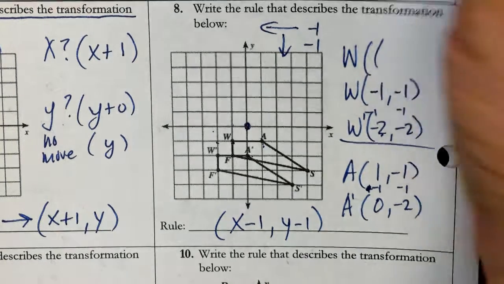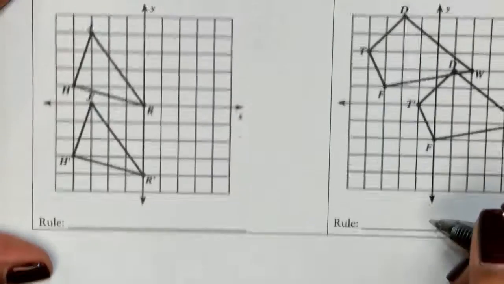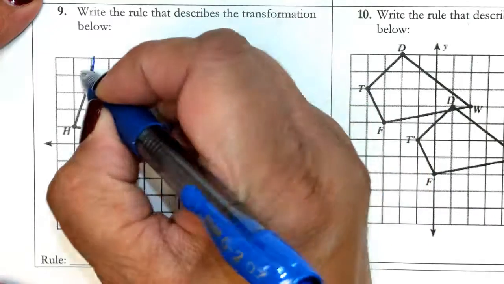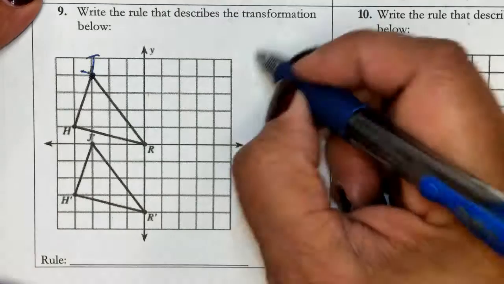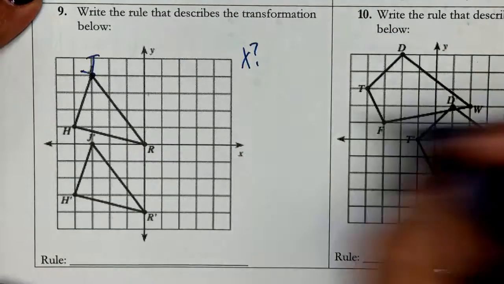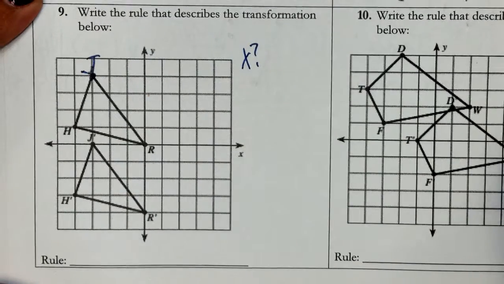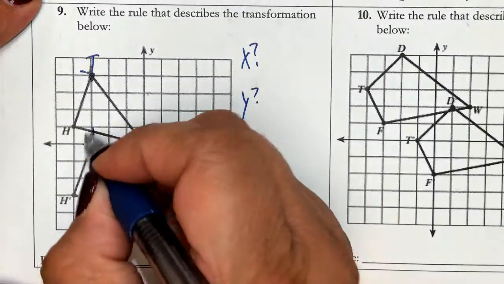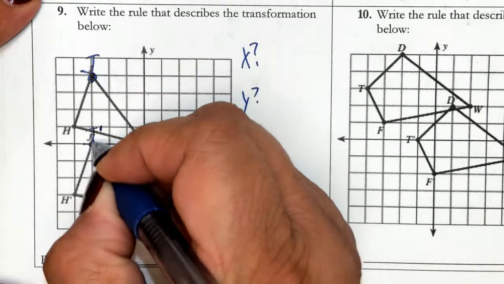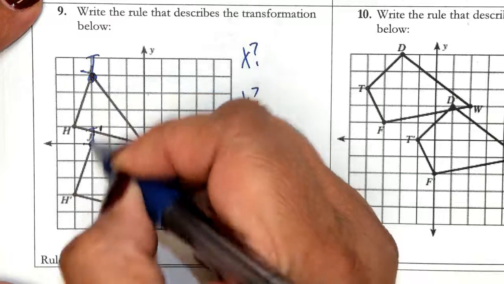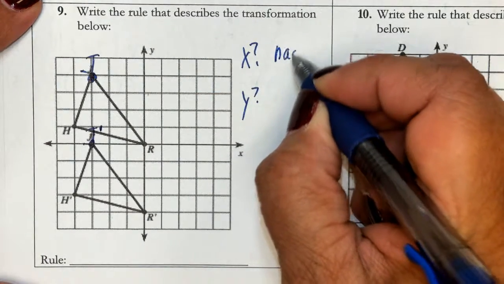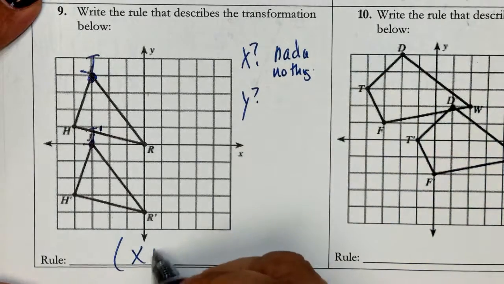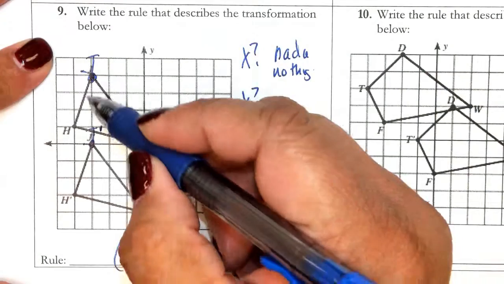Okay? And number 9, a little fun one, and it's easier to read because they're so separated. Take a look at your J. In the x direction, ask yourself, what did you do to the x? What did you do to the y? So to move from J to J prime, I went from here to here. What did you do in the x direction? Nada. Nothing. Okay? So right away I can say x plus 0.